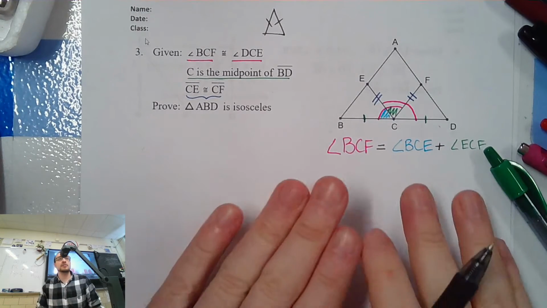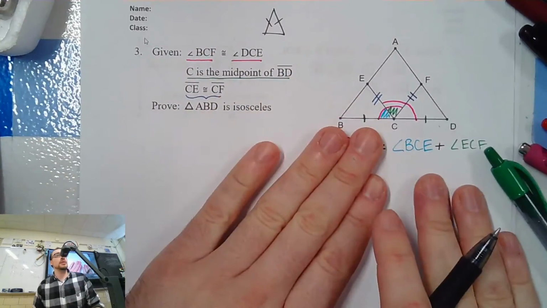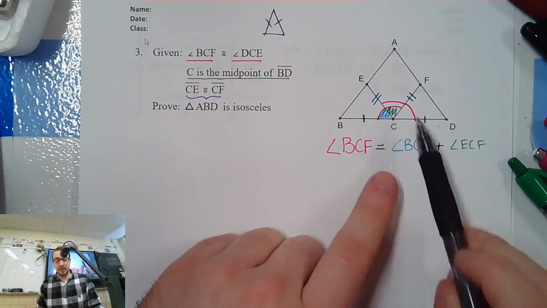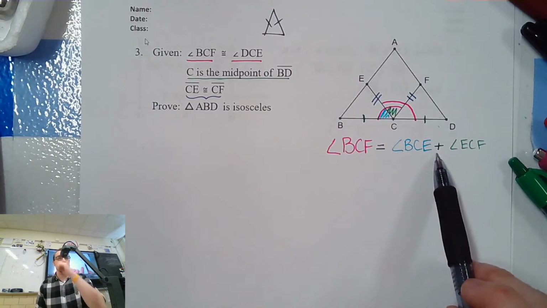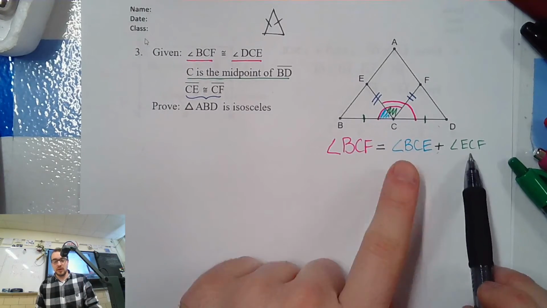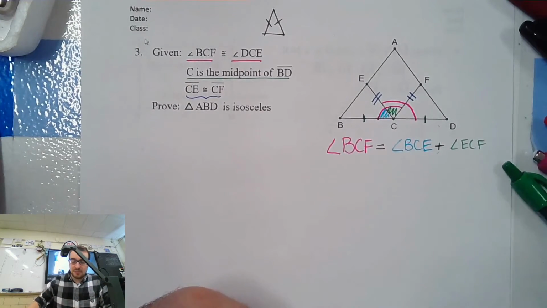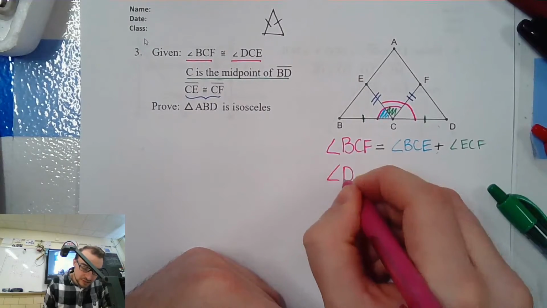Don't write this down. We're going to do a shortcut, okay? I'm showing you the logic behind it, okay? Angle addition postulate says the big angle is made up of the two little ones, so you can add them up, right? Does that make sense? The two little angles add up to the big angle, right? Okay. I can say the same thing for the other pink angle, DCE.